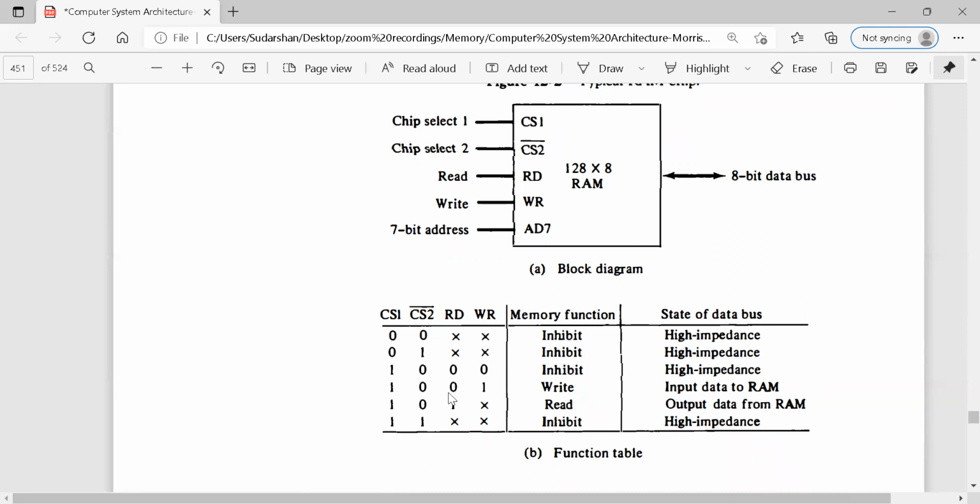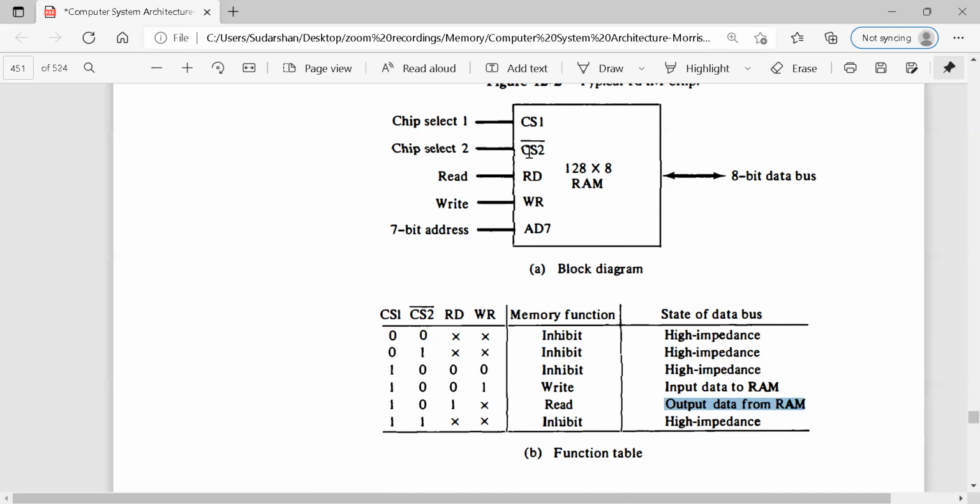The same thing: when the read signal is going to be 1, and yes, write has to be 0, keep in mind, then you are performing a reading operation. When you perform a reading operation, data goes from RAM to CPU. That means your output of RAM is sent to CPU. That's what is output data from RAM. When both are going to be 1, it is going to be the high impedance state. So keep in mind.